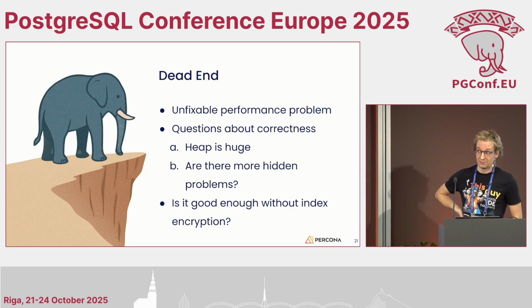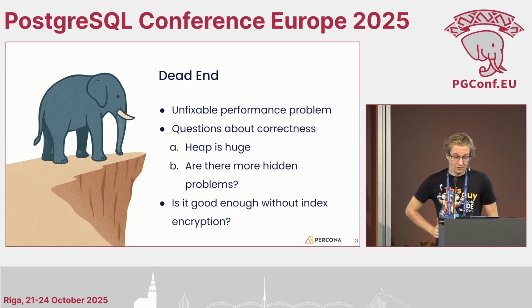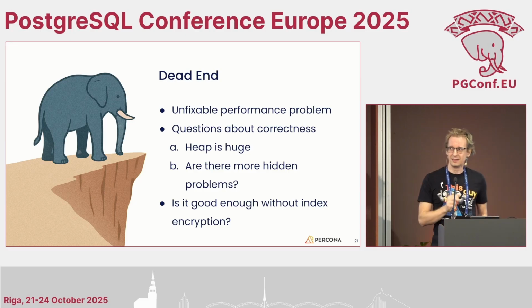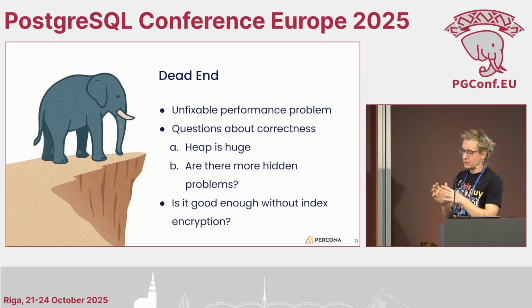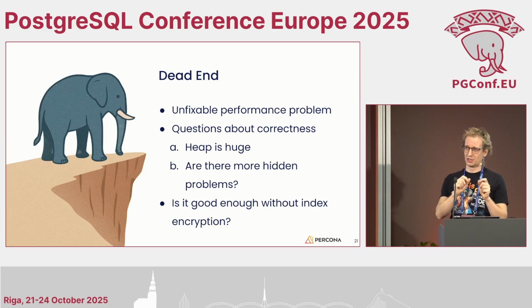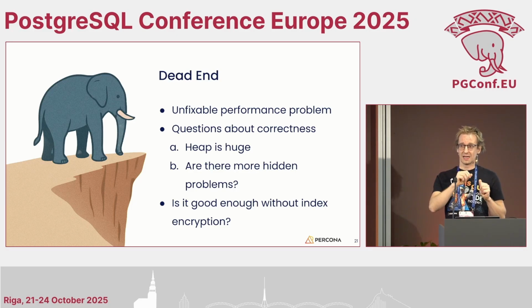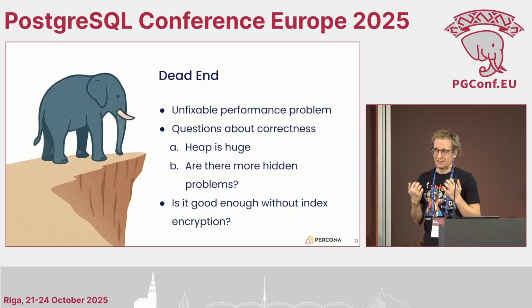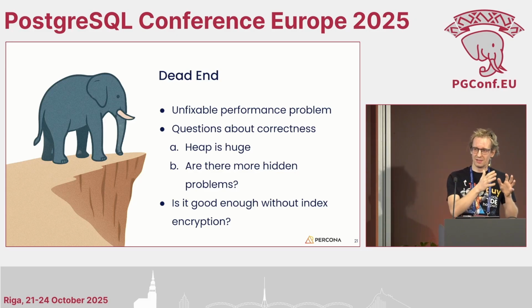We were quite sure that we won't be able to solve them. We also had questions about correctness, because I already mentioned that we discovered some corner cases where we had data corruptions. And initially, we thought that modifying heap would be simple because we only had to change a few places. But in time, we discovered that we had to change more and more things there.